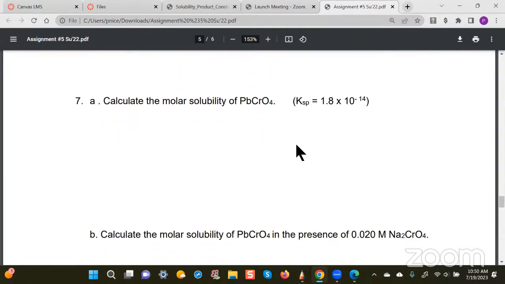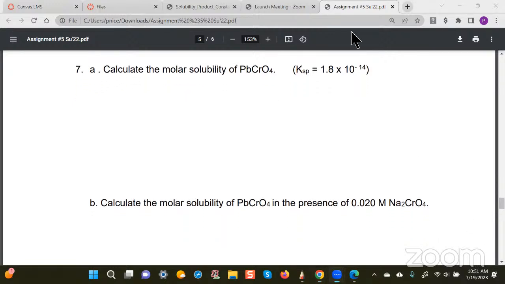Okay, now, based on what we did previously, you should be able to do number 7, right? So let me hear your suggestions as to how we tackle this particular problem. They're asking for the molar solubility of lead-2-chromate, and they gave you the KSP value for that. So what would be the very first thing you would write down?